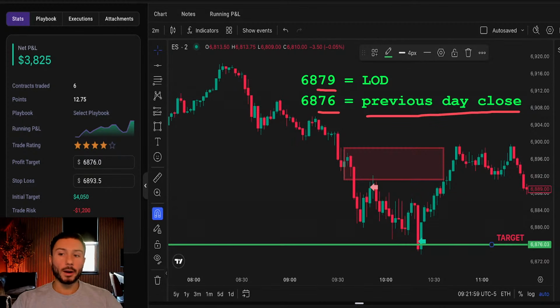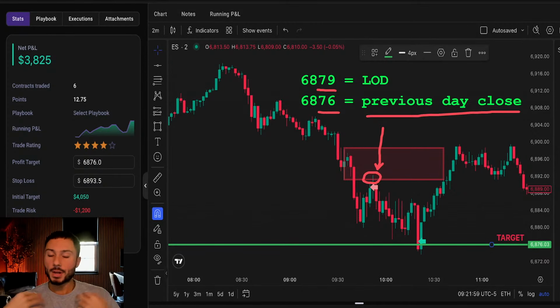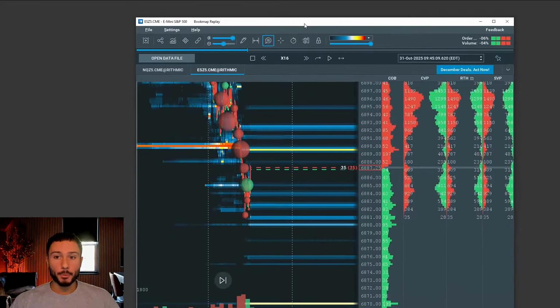It's not looking at where the market can go by end of day. It's not looking at where the market could go in the next 5 hours. It's: I'm seeing sellers appear here at my level of interest. If these sellers are strong, where is the next possible point the market can gravitate towards? For me, the next point would be the low of the day, and then the 76s was just the previous day close. Now, what I'm going to do here is pull up Bookmap Replay.